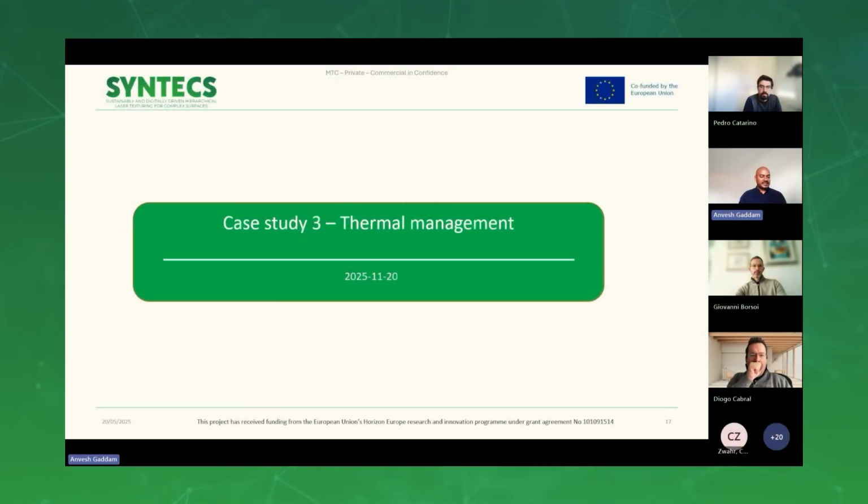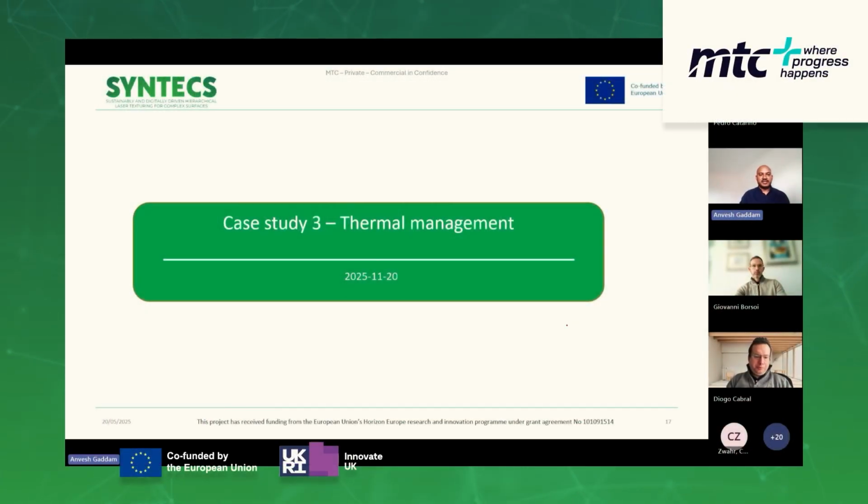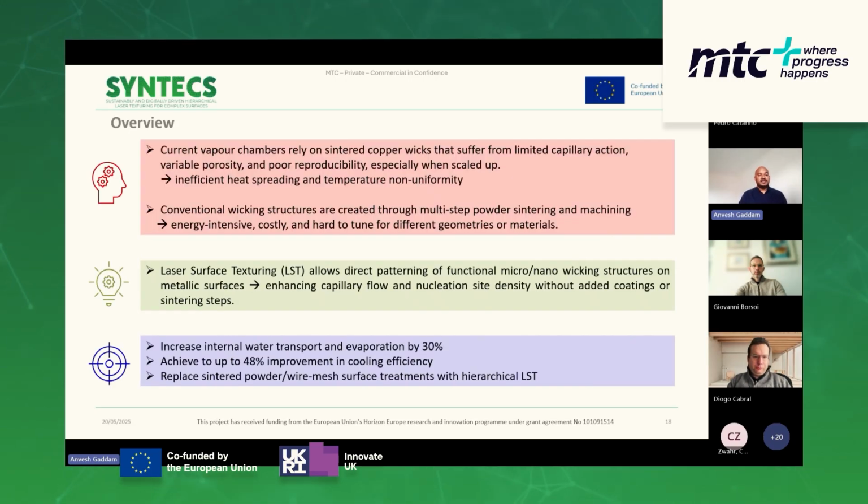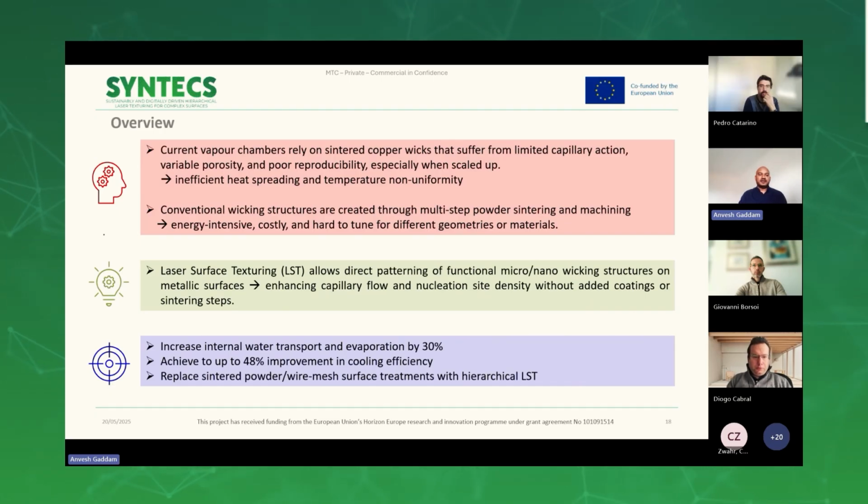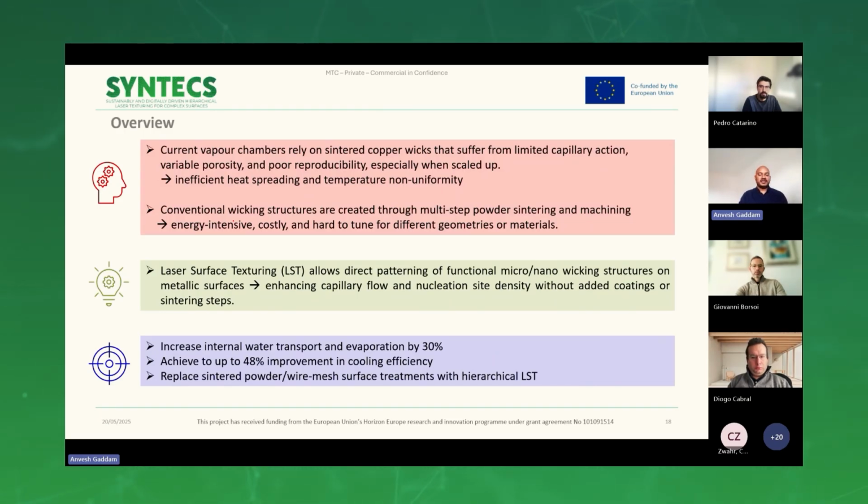Finally, the other case study, which is the last case study in this project, belongs to thermal management. Currently the vapor chambers are produced by sintering techniques, where copper powders are sintered inside the vapor chambers in order to induce capillary action. Due to the sintering process, the porosity is variable, and poor reproducibility arises from this variable porosity, and due to that we have inefficient heat spreading on the surface, along with temperature non-uniformity.